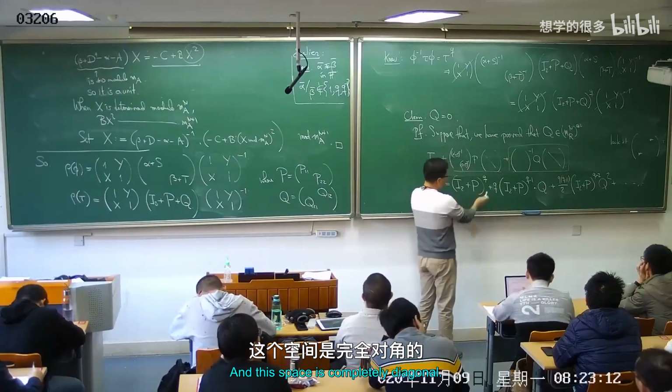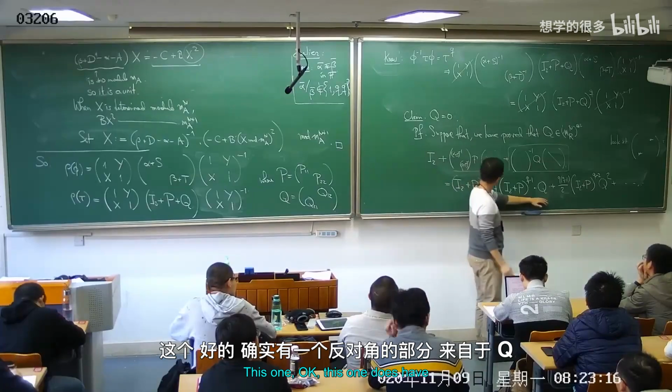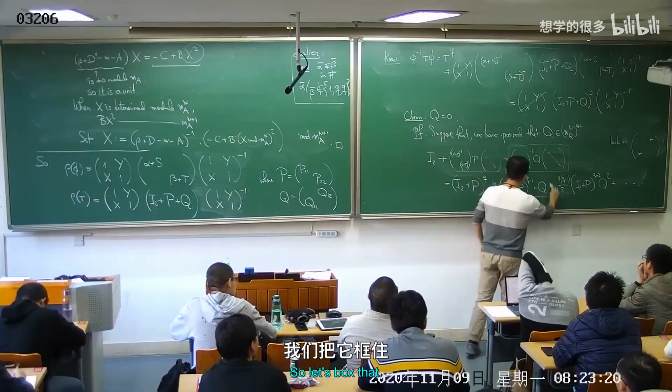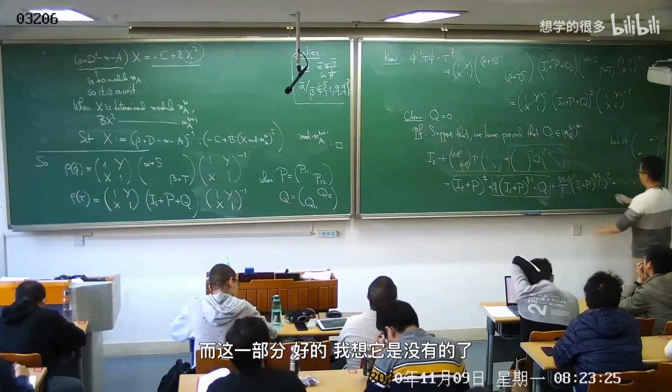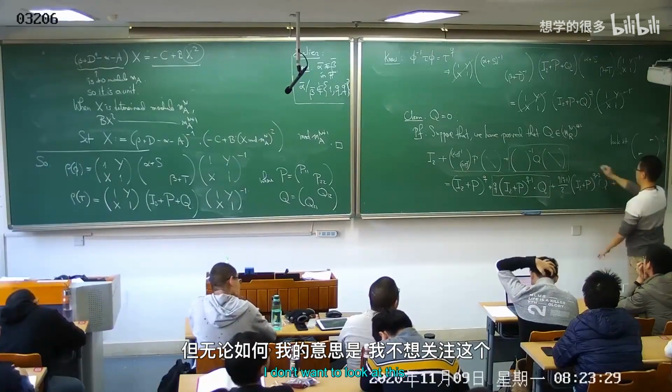And this bit is completely diagonal, so it remains diagonal. This one does have an anti-diagonal part, which is coming from Q. So let's box that. And this part, okay, I guess it doesn't have one, but anyways. My point is that I don't want to look at this sort of.